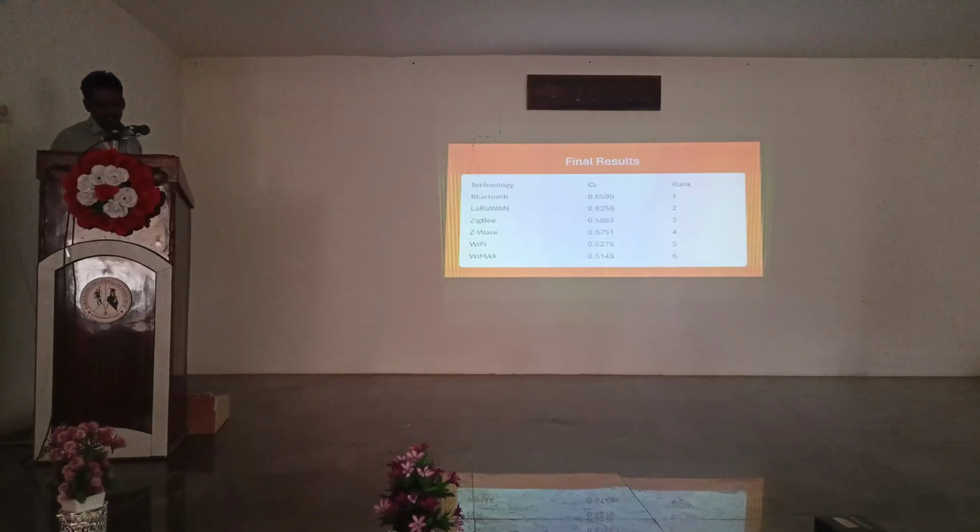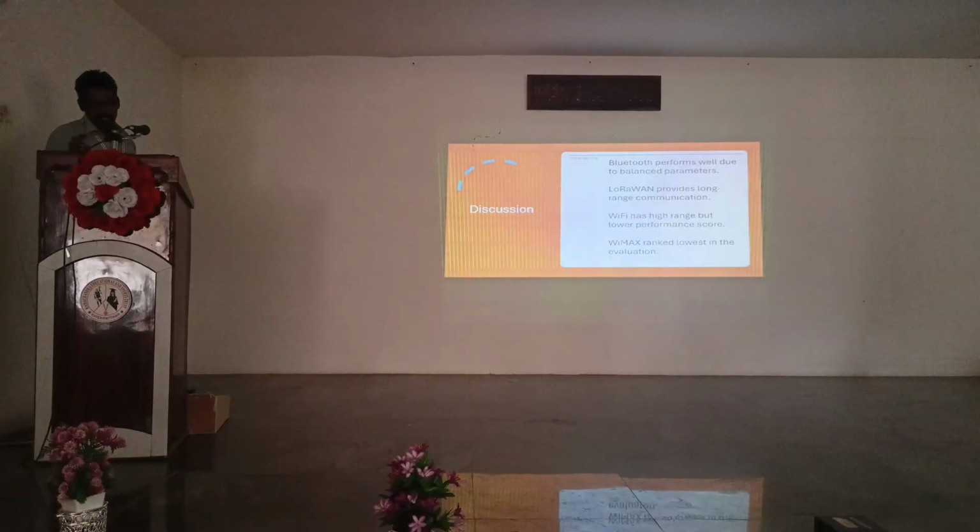This final result shows the ranking of communication technologies. The result indicates Bluetooth first, LoRaWAN second, Zigbee third, Z-Wave fourth, Wi-Fi fifth, and WiMAX ranked sixth. The rankings are based on the closeness coefficient values obtained from the TOPSIS analysis.